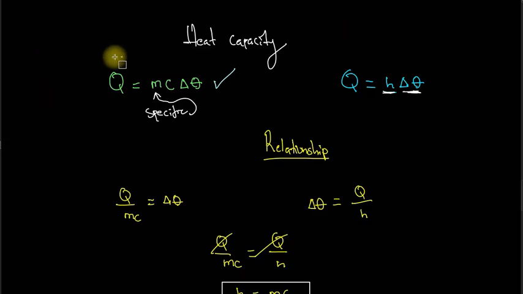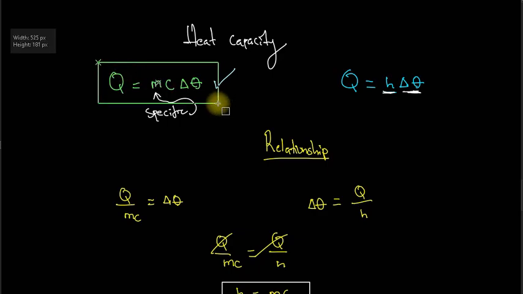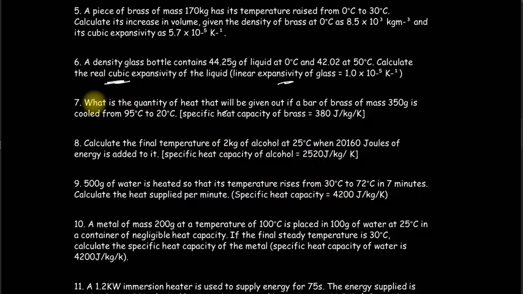While this is the main formula, this topic is very easy actually, and you'll find out why soon. So let's take that question. Number 7. What is the quantity of heat that will be given out of a bar of brass of mass 350 gram if it is cooled from 95 degrees Celsius to 20 degrees Celsius.